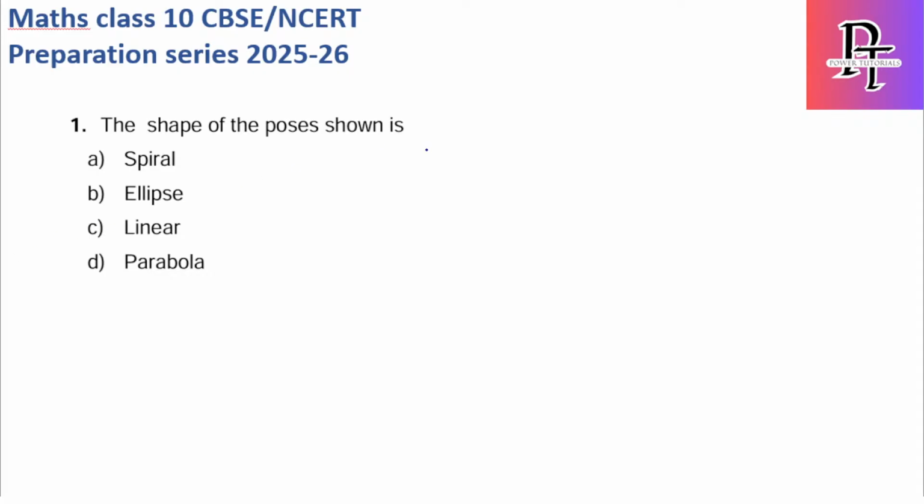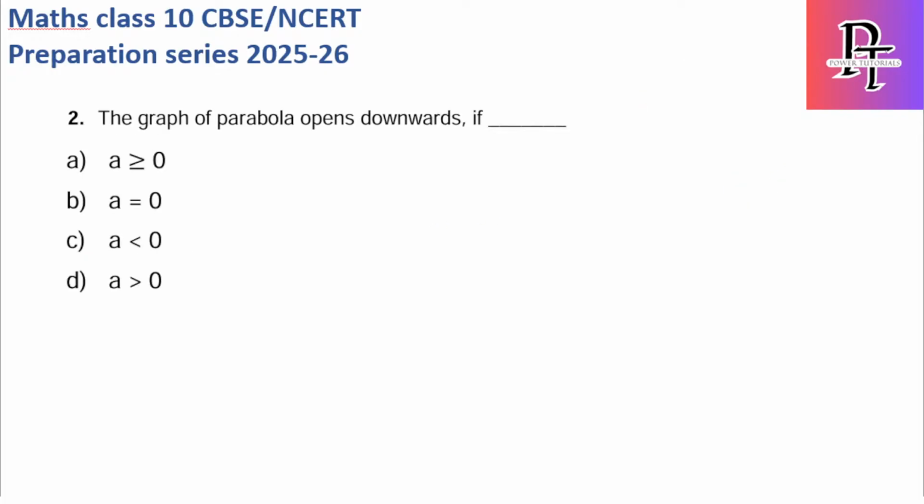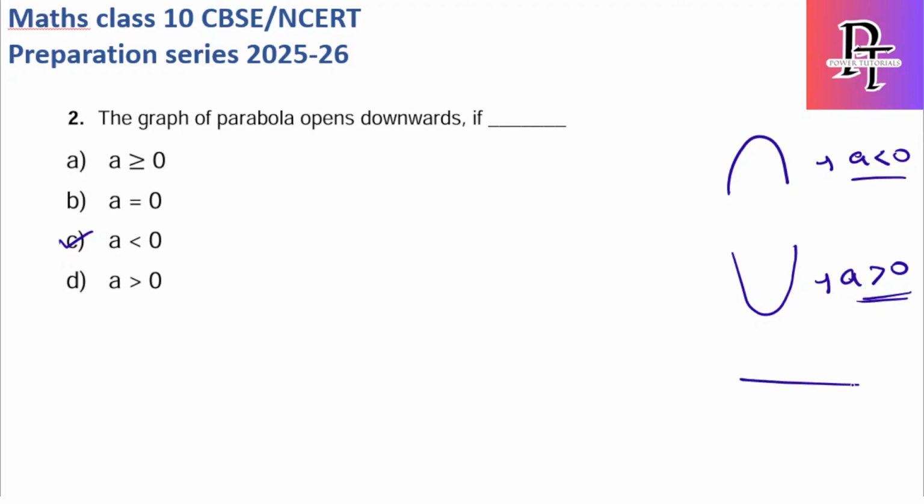So let's see the first one. For the poses, it is easy, it is a parabola, because it is something like this or like this. The graph of the parabola opens downwards when the a value is less than 0. So just remember, if it is something like this, then definitely the x square coefficient is less than 0. If the graph is facing upward, then a will be greater than 0. If a is 0, then I told you it is linear. So a greater than 0 gives an upward parabola, a less than 0 gives a downward parabola. So they are asking the parabola opens downwards, then simply a value is less than 0.